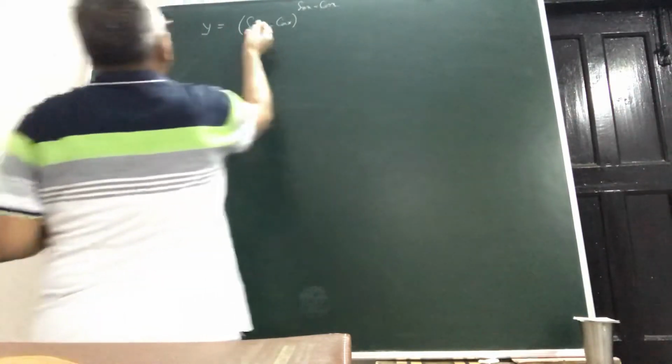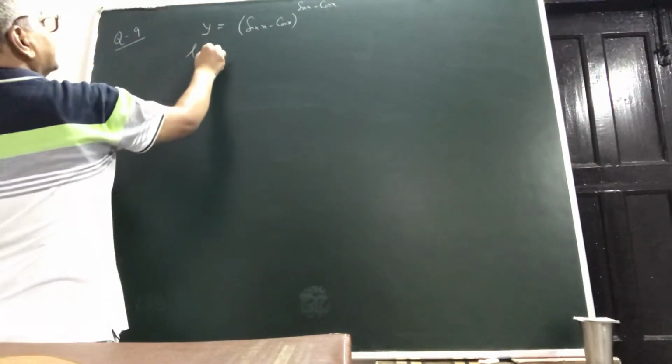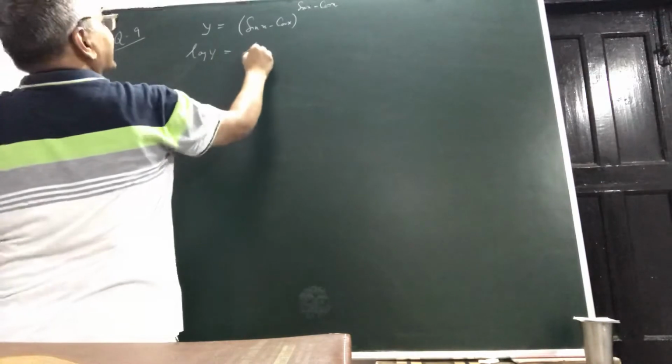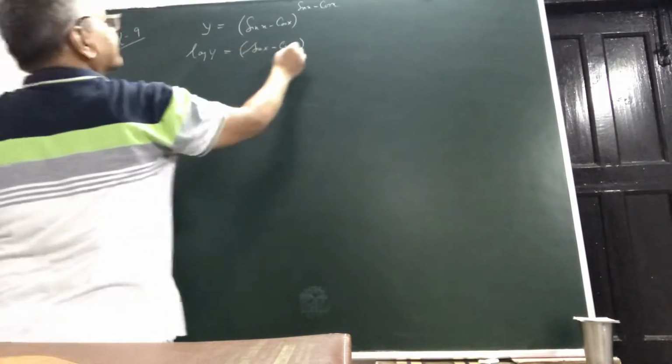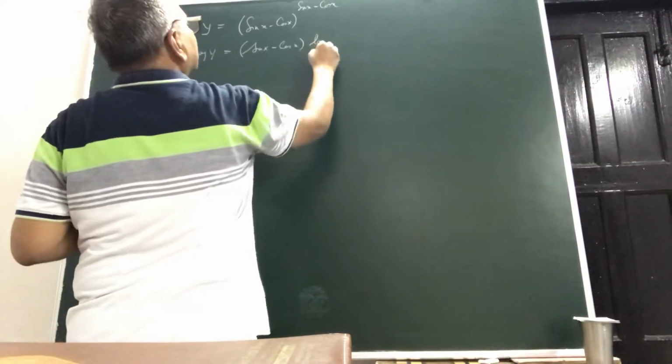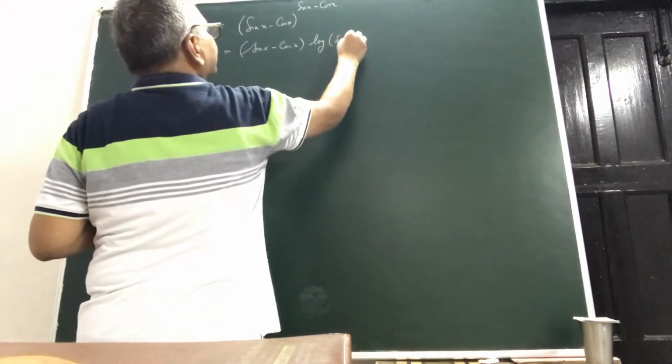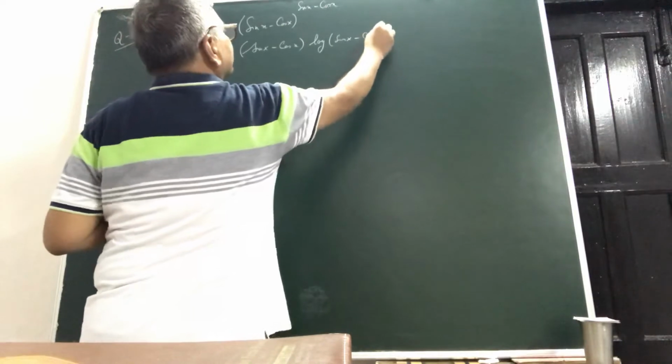Now see, we are taking log on both sides, so log y will be equal to what? Sin x minus cos x within the brackets, and log of this whole thing, the same thing, sin x minus cos x.